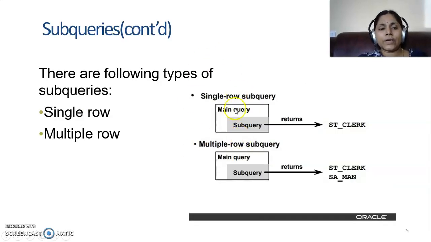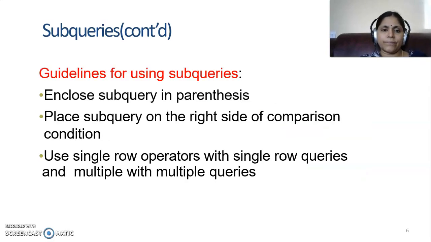There are two types of subqueries: single row subquery and multiple row subquery. The meaning of single row subquery is, if the inner query returns only a single row, then it is called a single row subquery. If the inner query returns more than one row, then we call it a multiple row subquery. That is the concept of single row subquery and multiple row subquery.